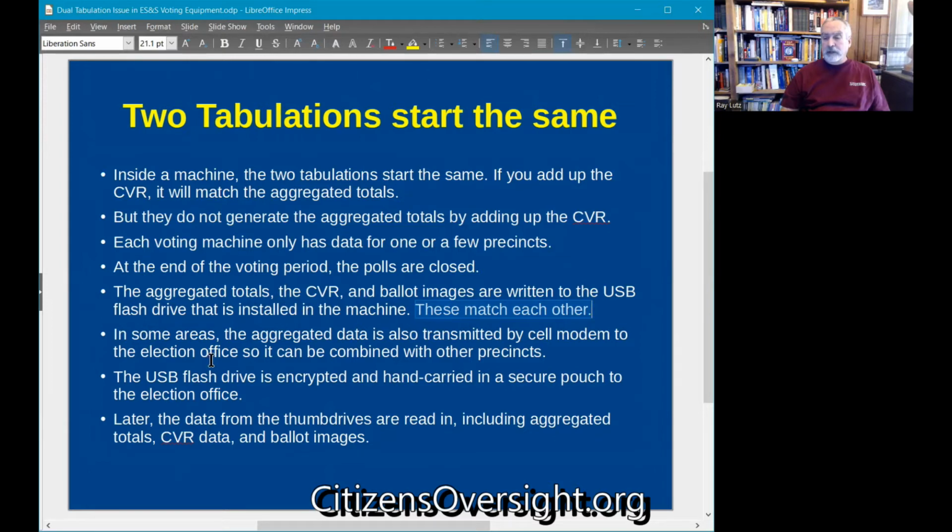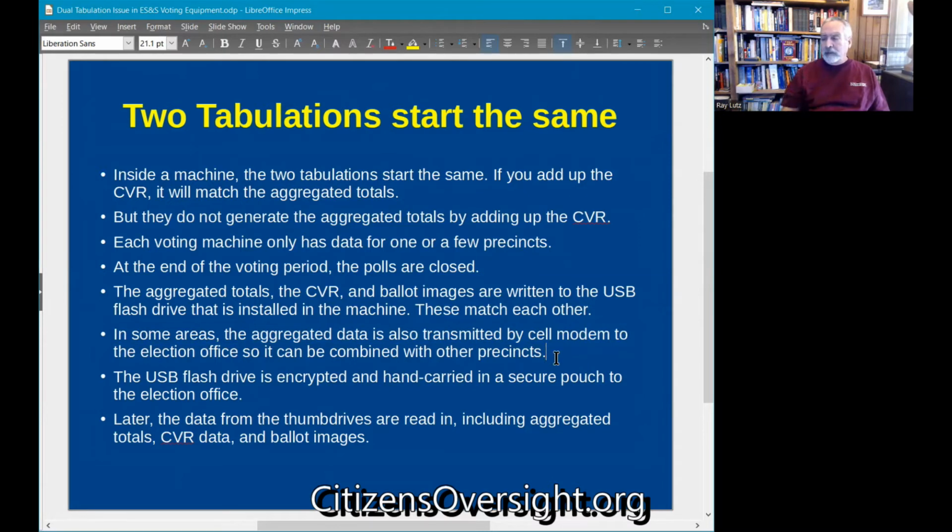I don't know if I said that, but now in some areas the aggregated data is also transmitted by cell modem to the election office directly. Sometimes they have to plug it in to the port, and then it's a little extra device, or sometimes it's inside the machine, and that transmits the data directly to the election office using a cell modem transmission that's encrypted.